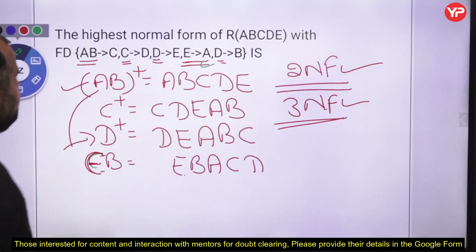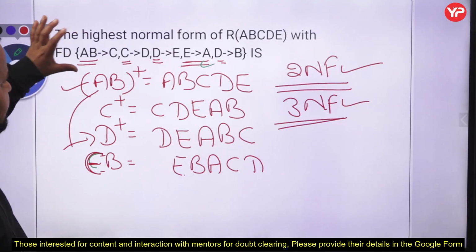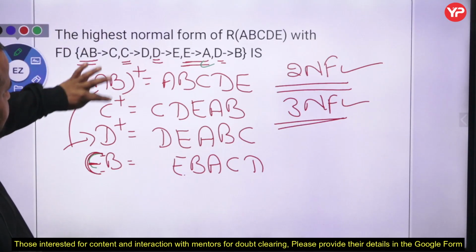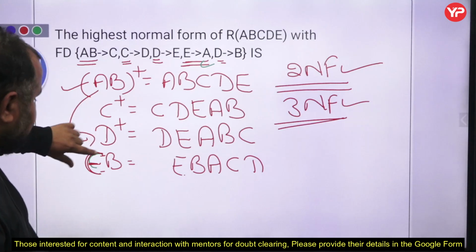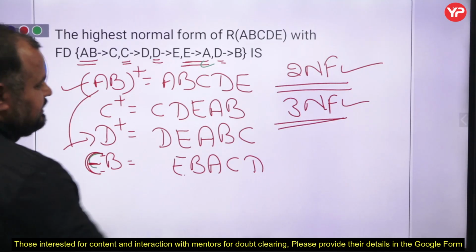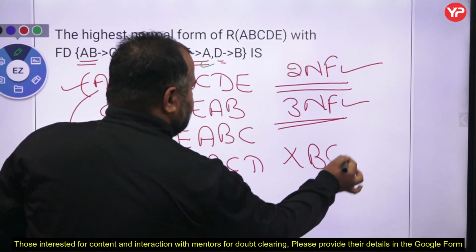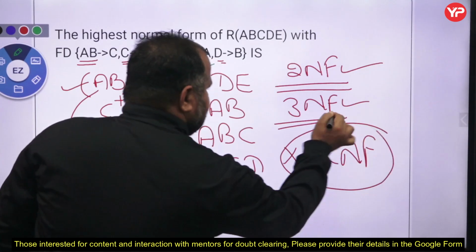Fine. Now check for BCNF. In BCNF, the left hand side should be a key. AB is a key, C is a key, D is a key, but E is not a key, though EB is a key. That's why it is not in BCNF. So the highest normal form of this relation is 3NF.